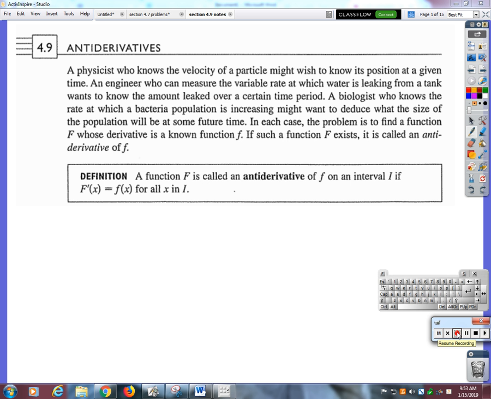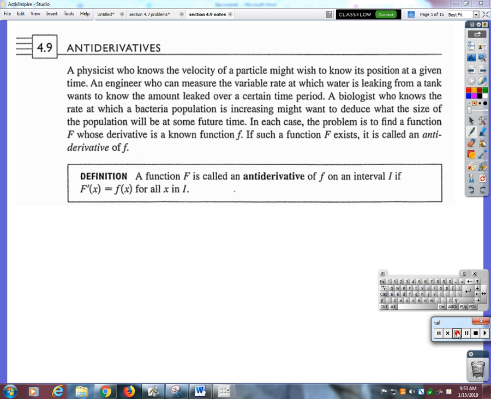So wrapping up this chapter, anti-derivatives. So if you care like why, it says, for example, a physicist who knows the velocity of a particle might wish to know its position. Remember, we talked about if you take the derivative of position, you get velocity, but you might start out with the velocity and want to know its position. An engineer who can measure the variable rate at which water is leaking from a tank might want to know how much water has leaked from the tank. And then there's some other examples there too.